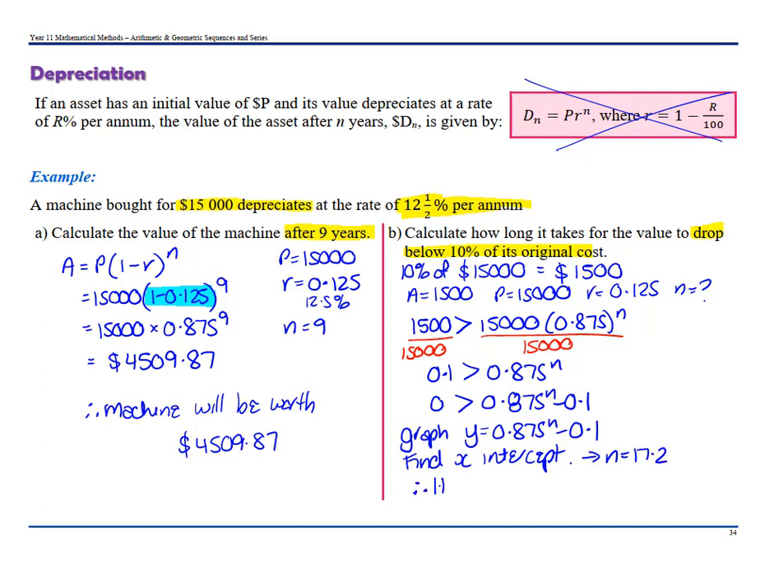So therefore, it will take 18 years to drop below. Okay, we need to round up, otherwise we're not going to be there yet.